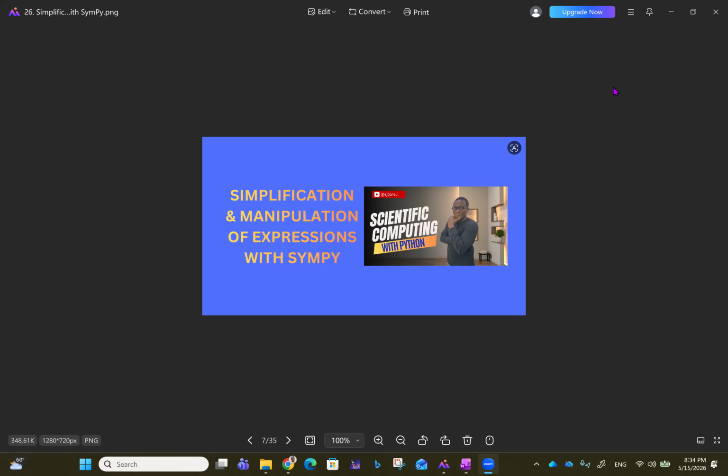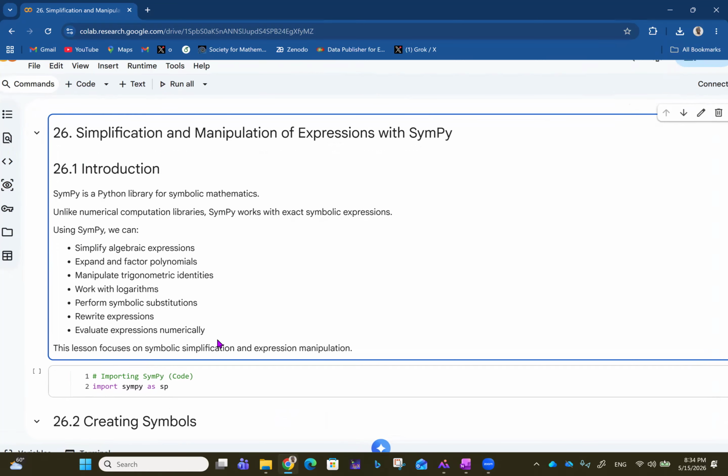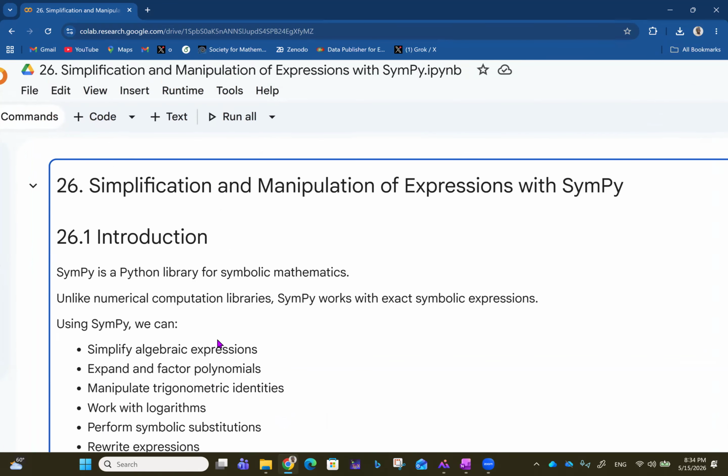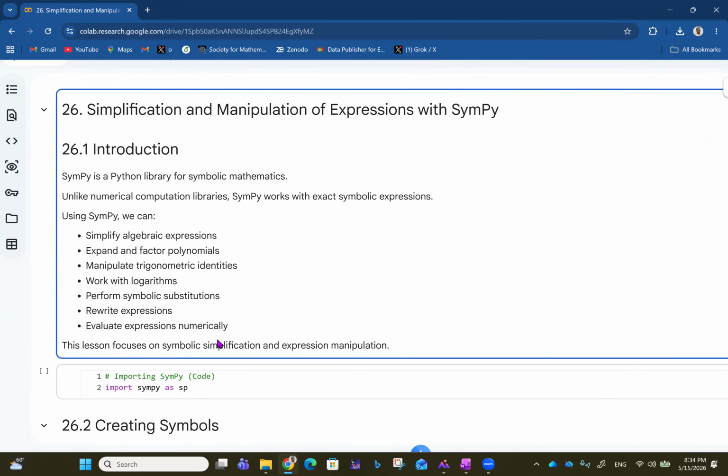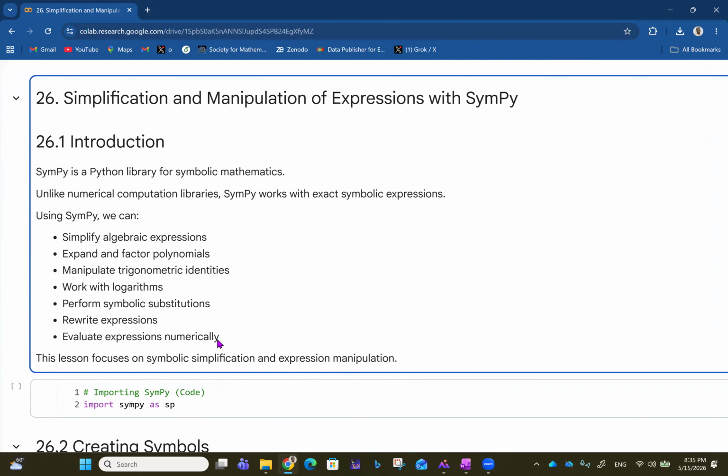Yeah, we move on with SymPy again as we consider simplification and manipulation of expressions with SymPy. Some of them are going to be repetitions of some of the things we've done before, but it's important to establish those things with all clarity. So, simplification and manipulation of expressions with SymPy.